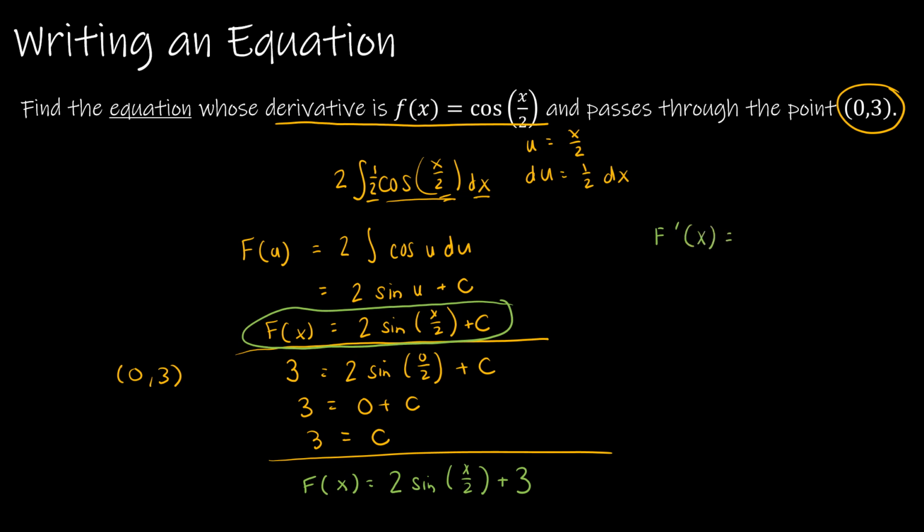So f prime of x would be the derivative of this. What's the derivative of 2 sine x over 2? Well, I would have 2, and then I have cosine x over 2, but then I would take the derivative of x over 2, which is 1/2, and then the derivative of 3 is 0, and then 2 and 1/2 turn into 1, so this just gives me cosine of x over 2, which, hey, is where we started.